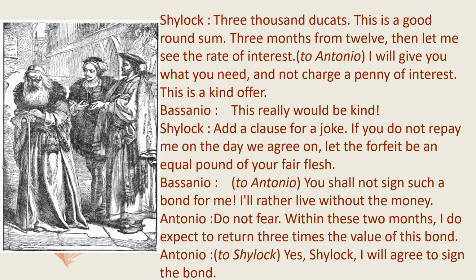Antonio tries to calm his friend and says, do not fear. Within these 2 months, I do expect to return 3 times the value of this bond. He assures his friend that within 2 months his ships would return, and he would be able to return 3 times the money that is mentioned in the bond. Then Antonio turns towards Shylock and says, yes, Shylock, I will agree to sign the bond. I am ready to sign the bond that you have framed.